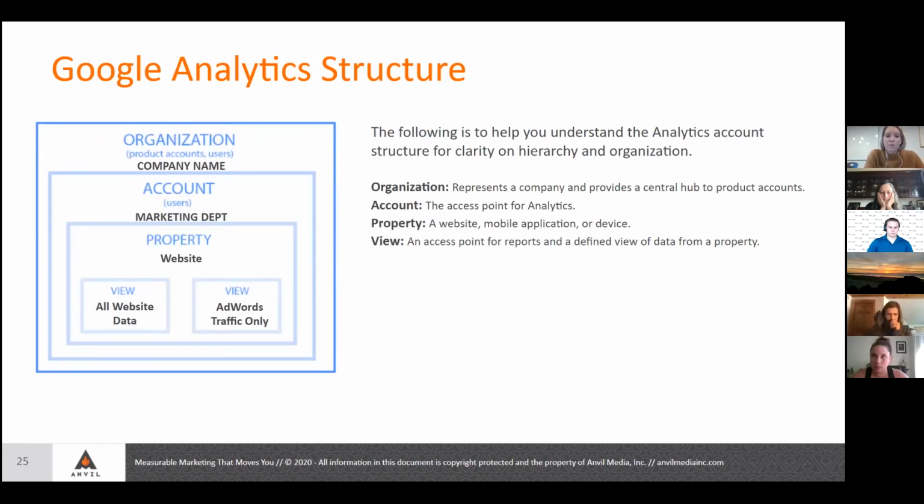Under account, we have property, which is your website or your app that you're trying to get data about. And then at the very bottom level, we have different views, which are essentially different reports that are defined by a specific view of data. To give you an example, one view might be all website data, and one view might be only your AdWords traffic. This gives you a very specific look at the data depending on what information you're trying to get.